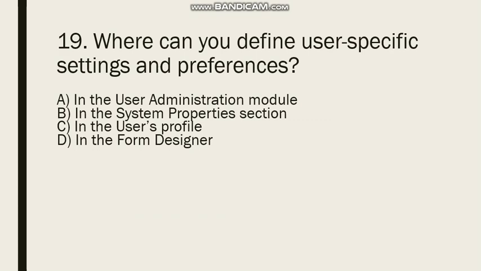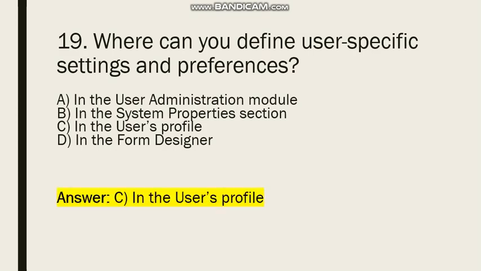19. Where can you define user-specific settings and preferences? A. In the user administration module. B. In the system properties section. C. In the user's profile. D. In the form designer. Answer. C. In the user's profile.